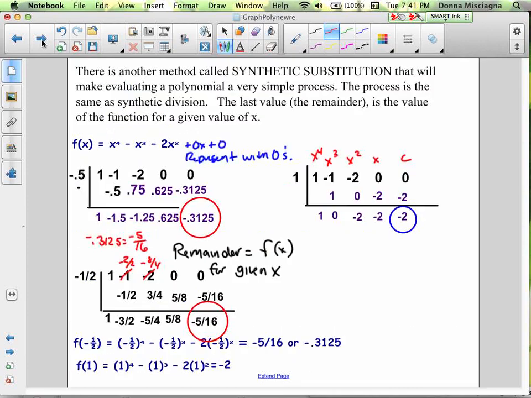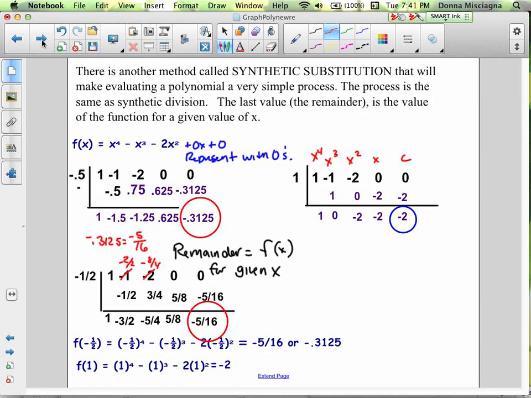There's another method called synthetic substitution that will make evaluating a polynomial a very simple process. The process is the same as synthetic division. The last value, the remainder, is the value of the function for a given value of x. Because we know when we were doing synthetic division to solve, if we got 0 as a remainder, then what we divided by was a solution, because the value of y was 0. If we don't get 0, that's just the value of the function when we plug in that particular point.